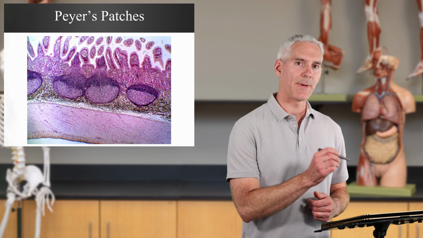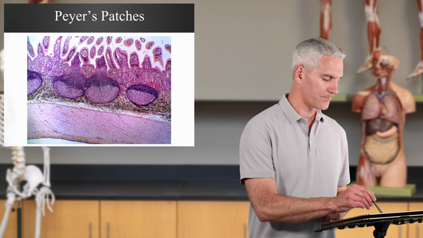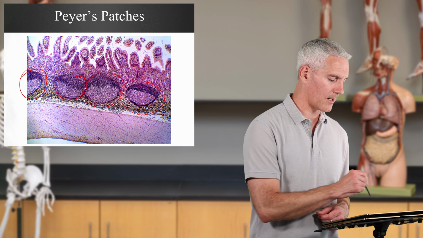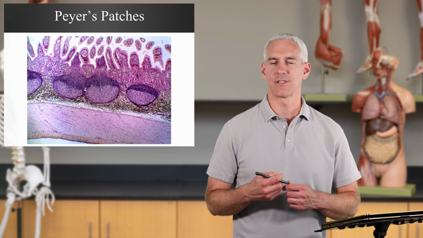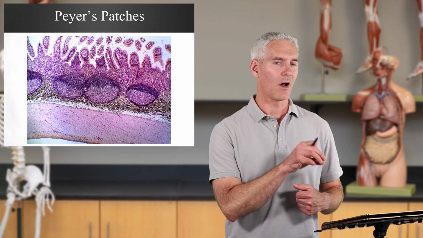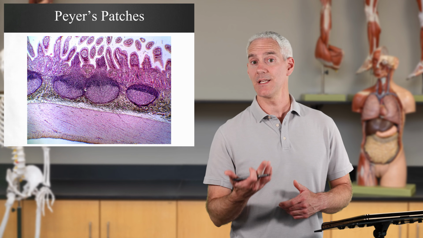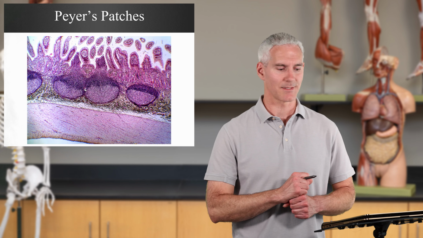So looking here, these are the Peyer's patches. Right here, here, and there. Those four components are the Peyer's patches that are embedded in the submucosa of the small intestines, the distal portion of the small intestines.